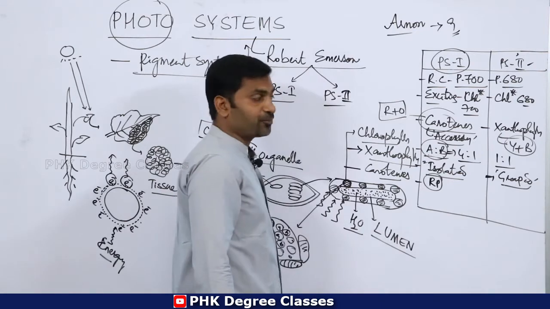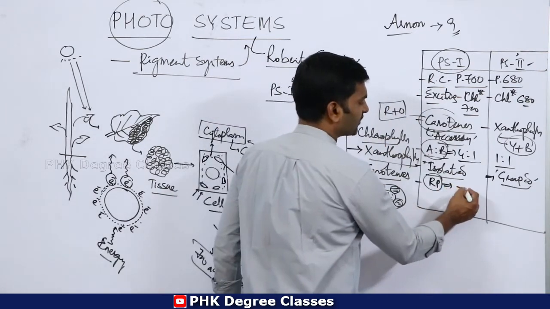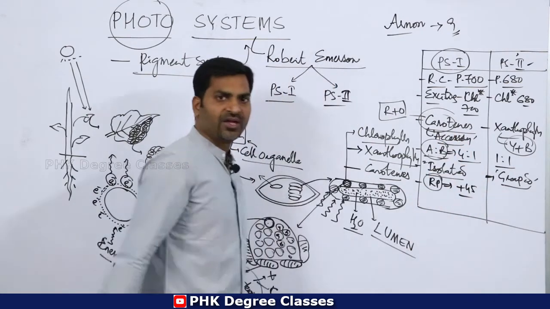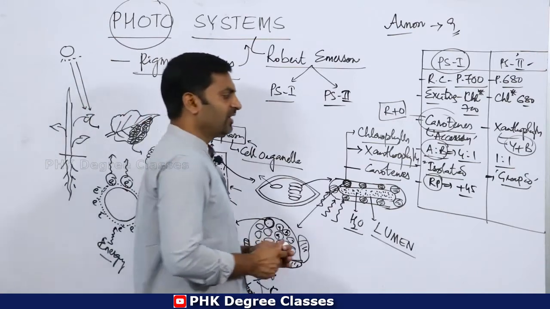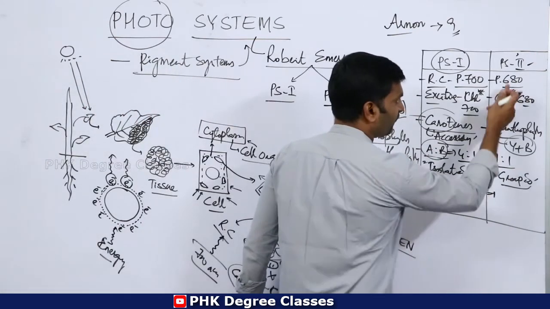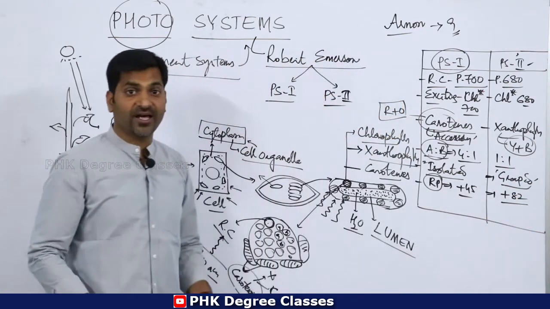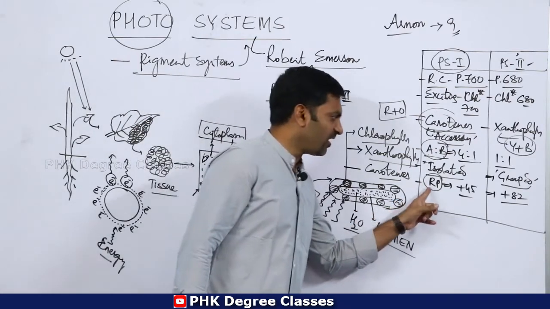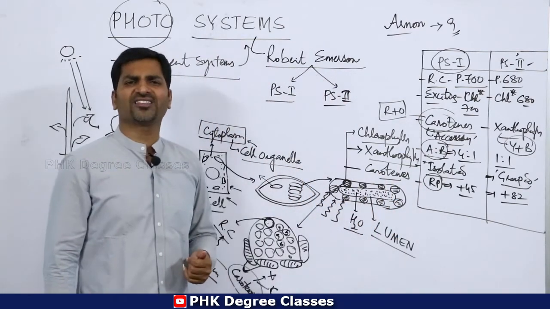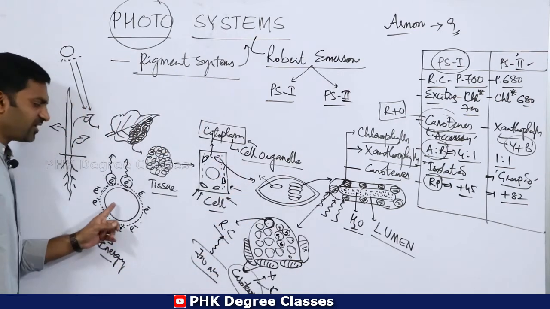Okay. Then the redox potential. Remember, the redox potential of PS1 will be plus 45. Clear? Redox potential of PS1 will be plus 45 and the redox potential of photosystem 2 will be plus 82. Plus 45, plus 82. Then come to RP, that is redox potential. What is meant by redox potential? Clear?